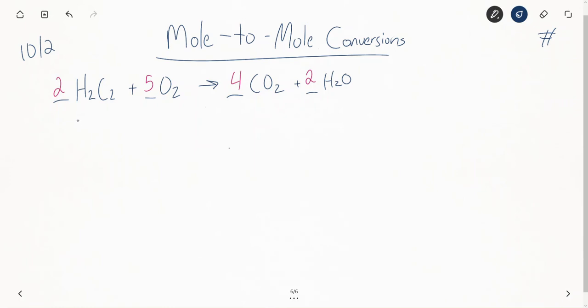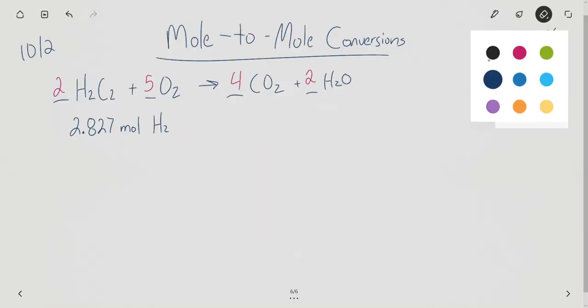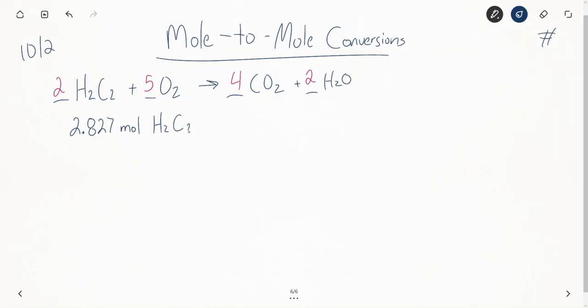So in this example, what we'll have is something like 2.827 moles of H2C2. So this is how much of the acetylene gas that we actually want to burn. And this is how much acetylene we would like to consume via this reaction.